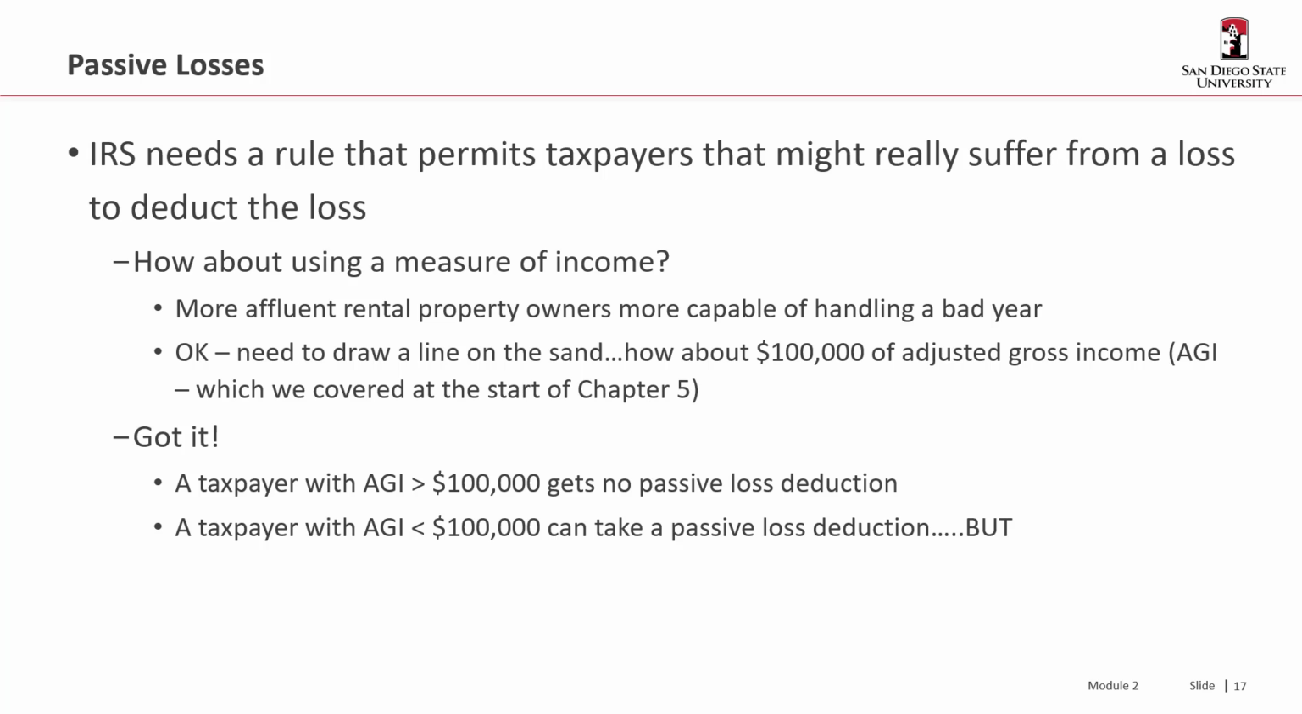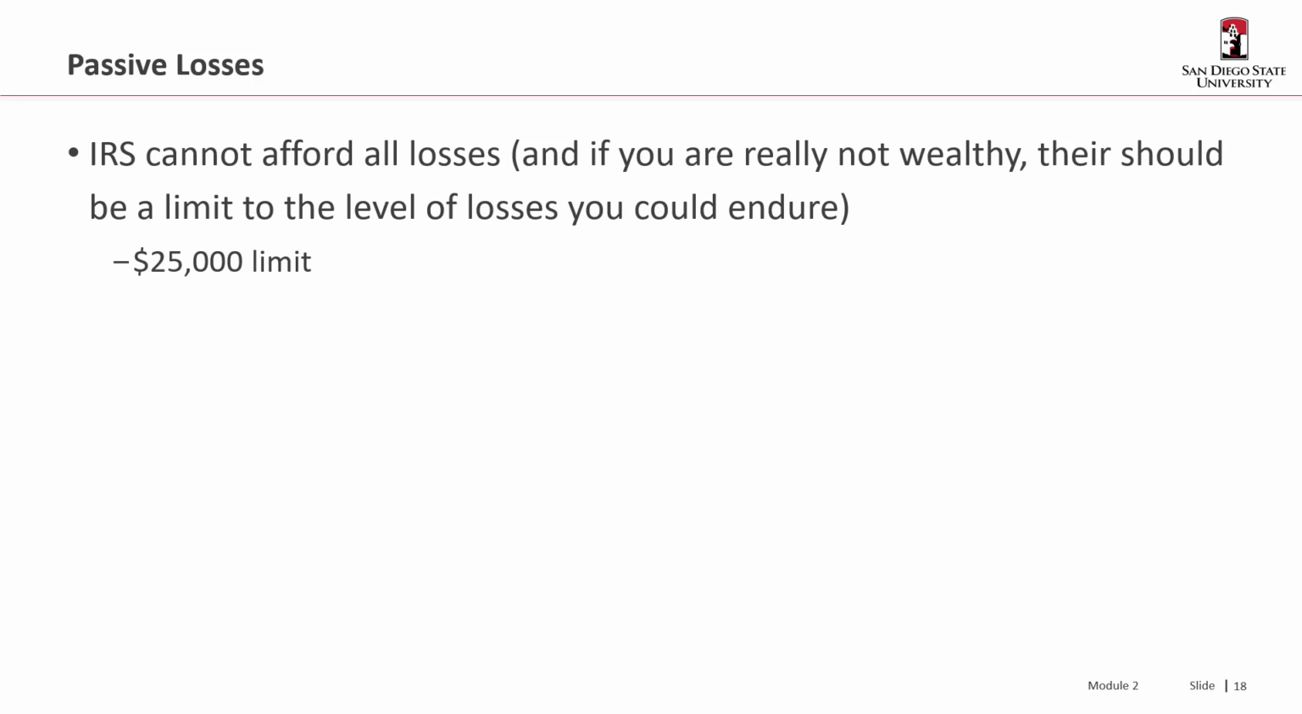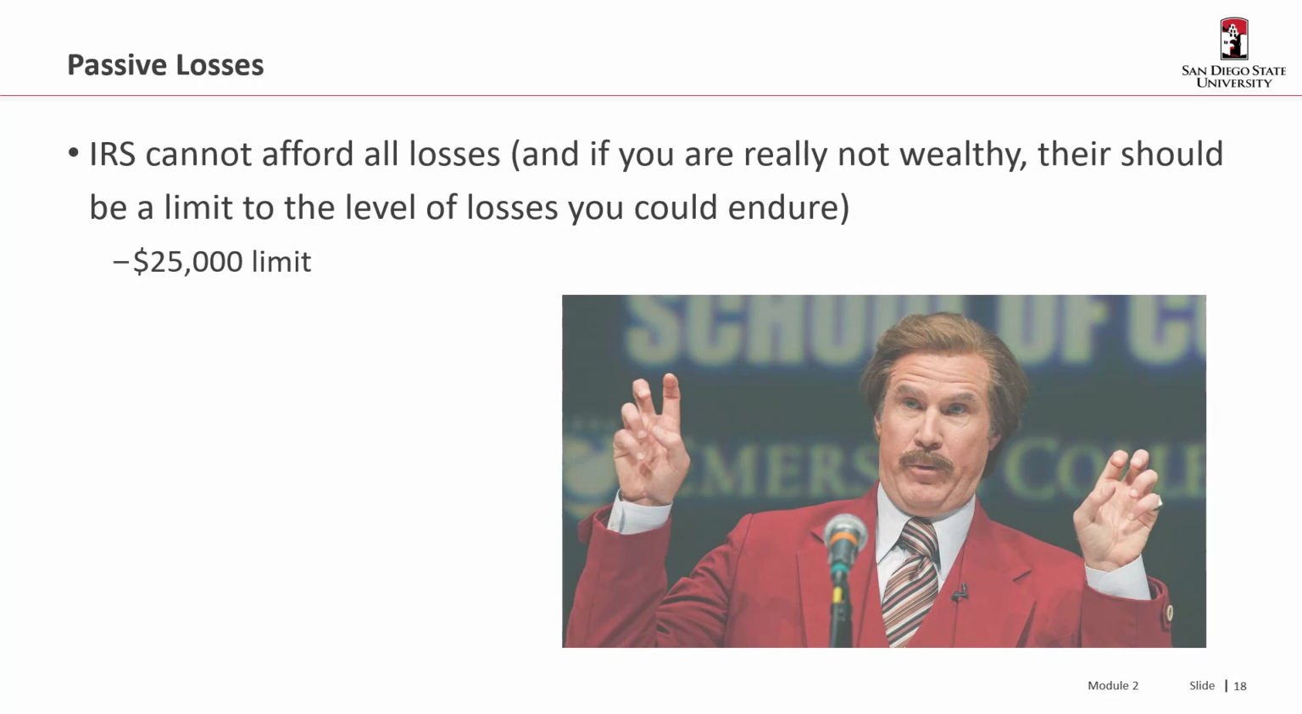Okay, so got it. If your AGI's more than $100,000, you can't deduct your passive losses except to the extent of passive income. If, on the other hand, your AGI is less than $100,000, we're going to let you take a passive loss deduction. Hey, that's fantastic. So we've got a nice line in the sand. But the IRS cannot afford all losses. And the reality is, if you're really a moderate income taxpayer, there really should be some limit to the level of losses you could endure, and they would be real. And that's in air quotes.